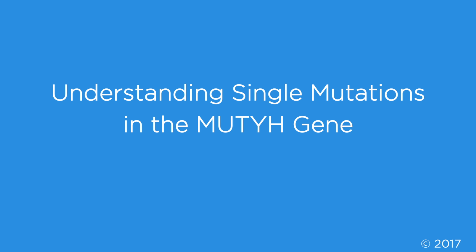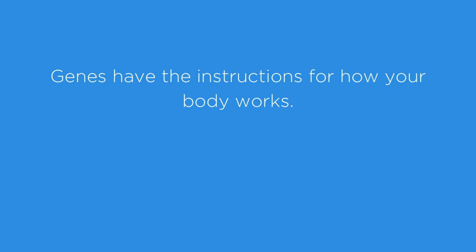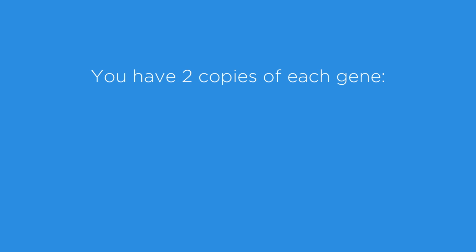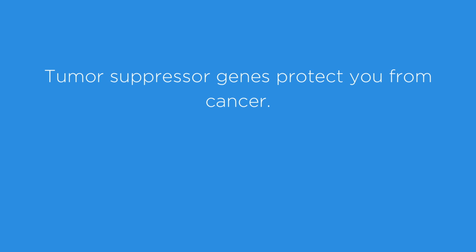This video will help you understand a single mutation in the MUTYH gene and how it may affect you or your family. Your genes contain the instructions that make your body work. Every cell of your body has the same set of genes. You have 2 copies of each gene, one from your mother and one from your father. You have some genes called tumor suppressor genes that protect you from getting cancer.